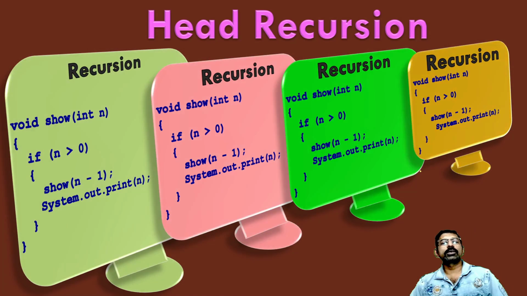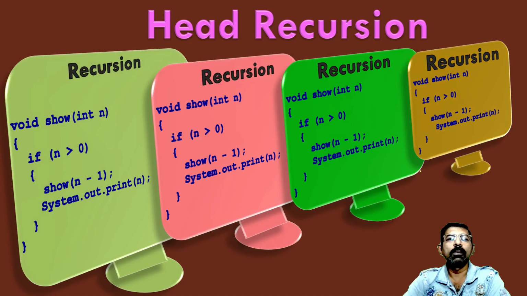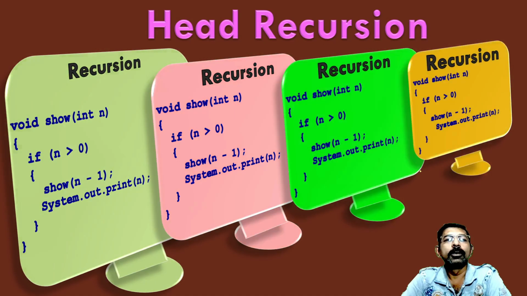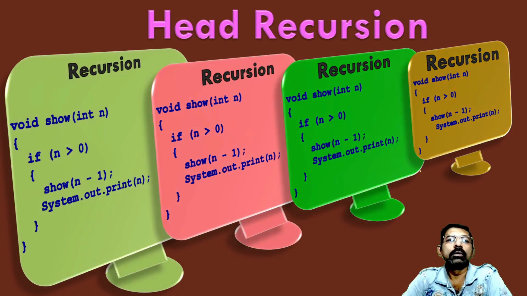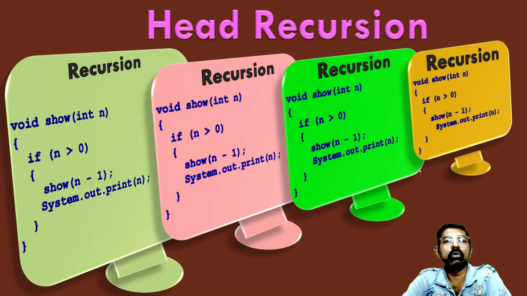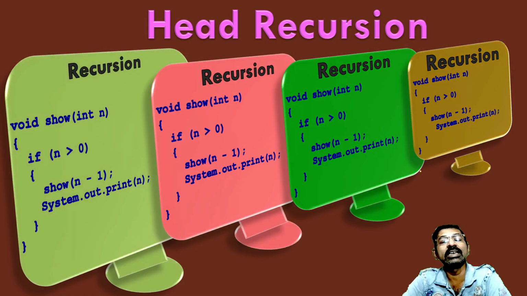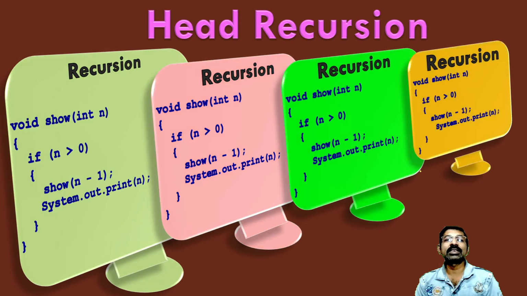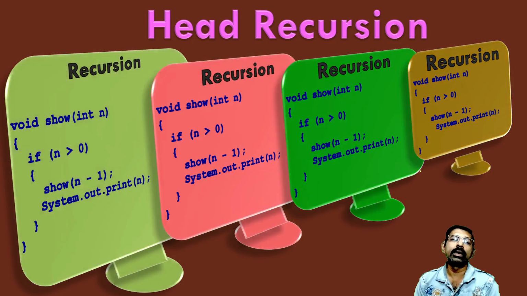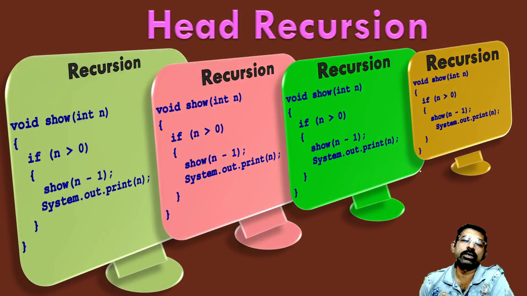Hello students, in the previous video we learned the different types of recursion as well as tail recursion. Now in this video we will learn head recursion. The same process will follow. First of all we will understand what head recursion is. Thereafter we will see how we can apply it in a program. Then we will do the dry run so that we can understand clearly how exactly it is doing things. So let's start.